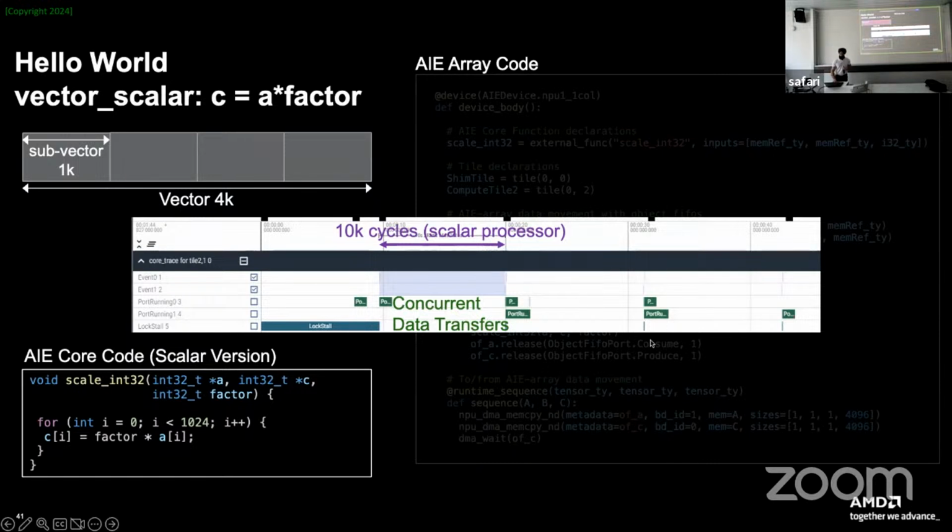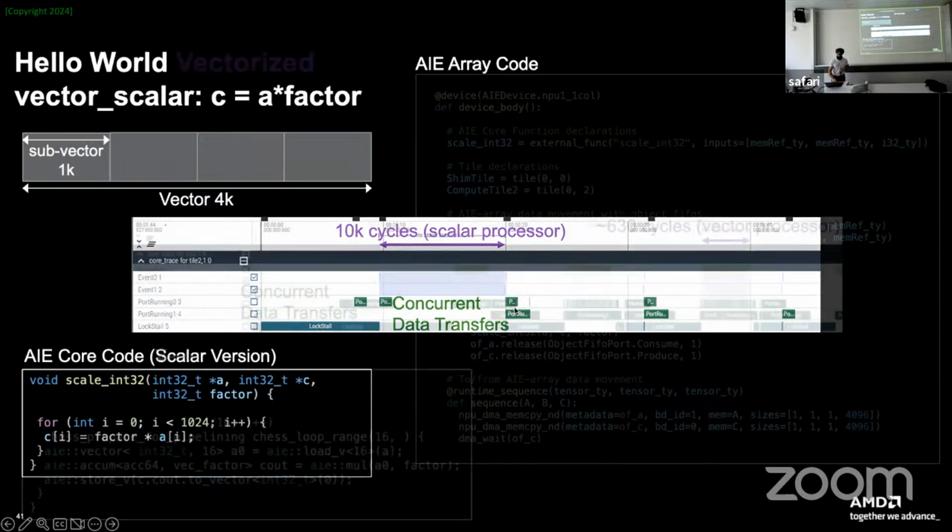So here we have a scalar version, so it performs really badly. It takes like 10,000 cycles from the beginning of the event to the end of the event. But still there's concurrent data movement happening. Like Christoph was mentioning, with all these mem tiles and cores, everything can happen concurrently, so nothing has to wait for the other part. The data movement is happening concurrently with the processor. And once the processor produces the output, it can send out the data again on the AXI stream, and then you see the movement happening here again. So this is a bit of how the tracing looks.